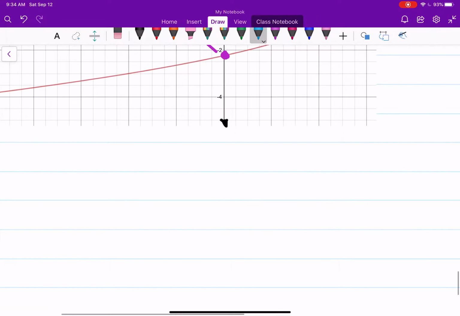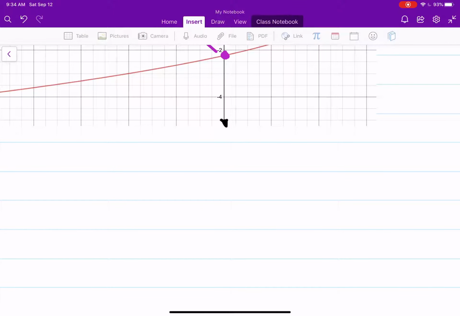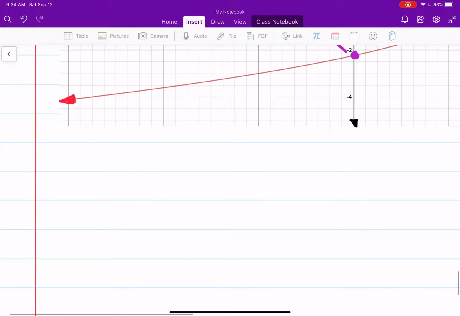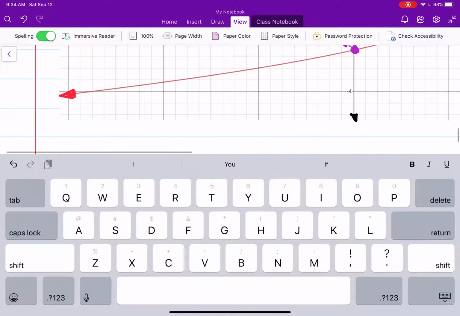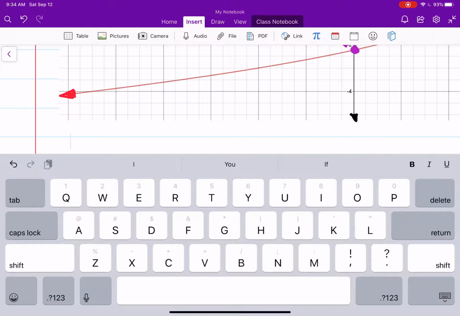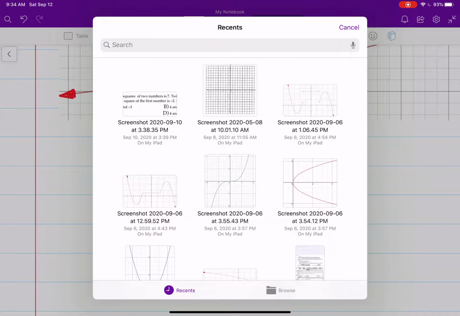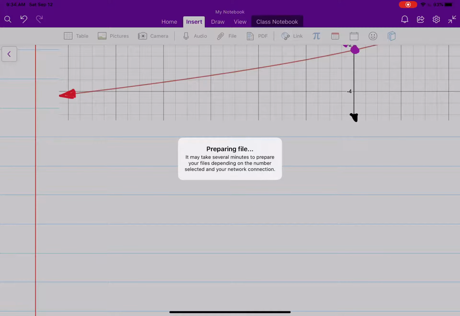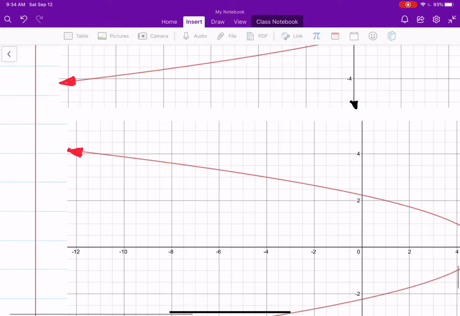All right, so now let's go ahead and insert another one of these puppies. Oops, insert file, sideways parabola. Boom, and there we go.